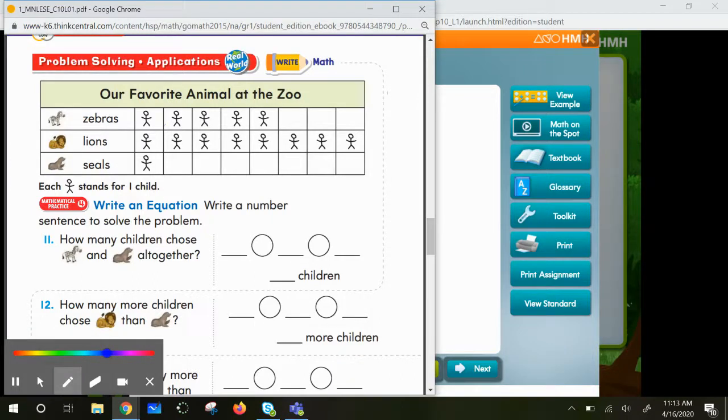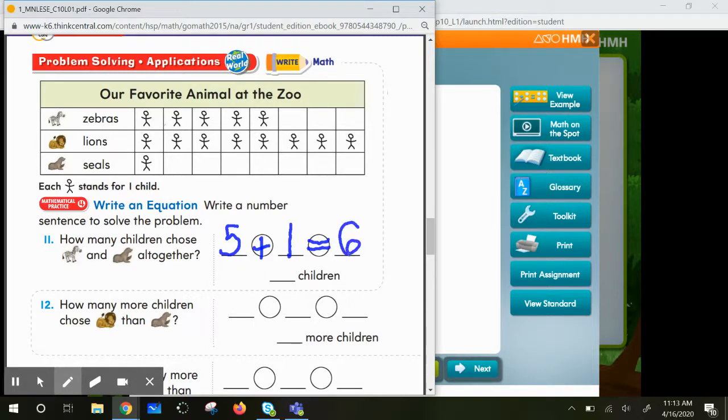We have zebras and seals all together. We're going to count our zebras 1, 2, 3, 4, 5. 5 children chose zebras. 1 chose seals. That goes right here. Remember, all together means add. So we have 5 plus 1. This is our equals sign, and that equals 6.